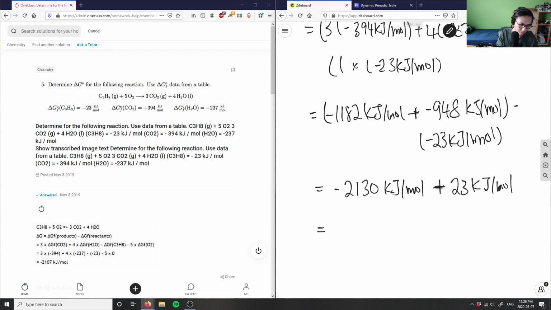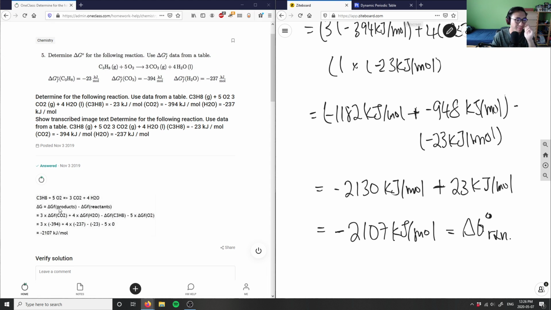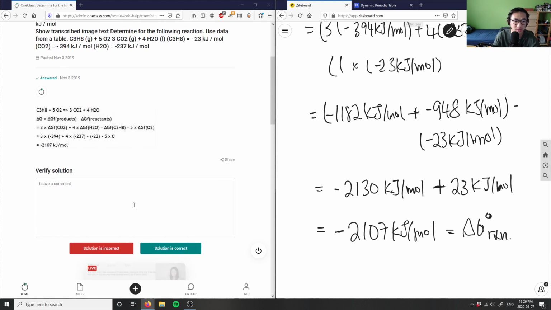So this here would be negative 2,107 kilojoules per mole. And this here would be the delta G naught of my reaction. So this solution here is correct. Again, they wrote kind of the same thing as I did. They basically just wrote out Hess's law, and then they looked at the products and the reactants, and then they just simplified here. So the solution here is correct.